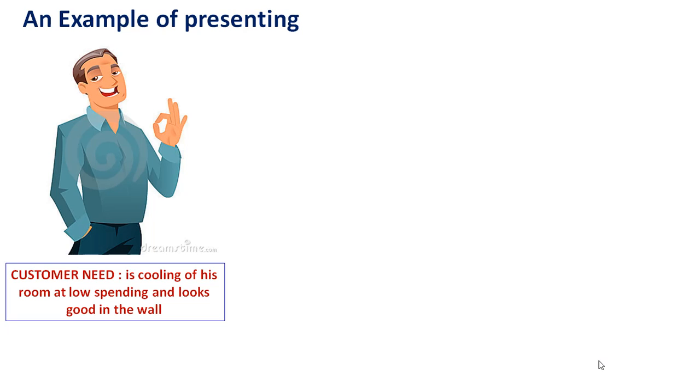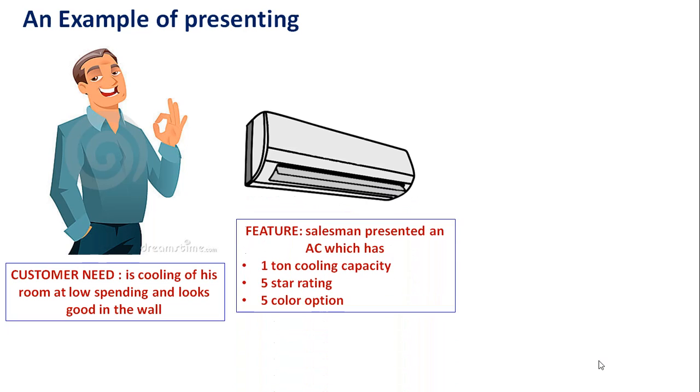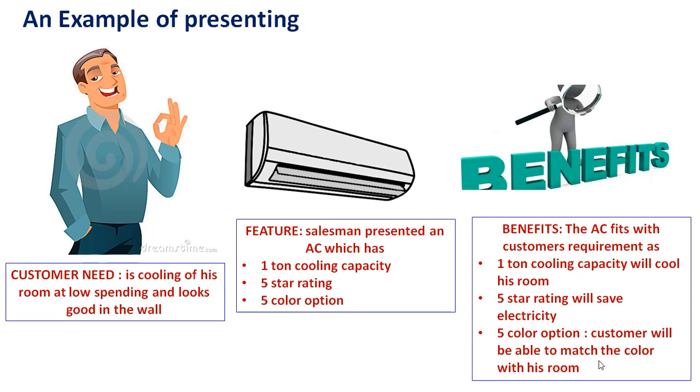And he is also a little bit worried about how some machines would look if installed in his room, because he is fascinated by the looks of his house or his room. So the sales manager may present a good air conditioner from the company, and at first he may explain the features of the product: an air conditioner which has 1 ton cooling capacity, a 5-star rating and 5 color options. Now these are the product features, but how the product features will translate into the benefit of the customers is like this.